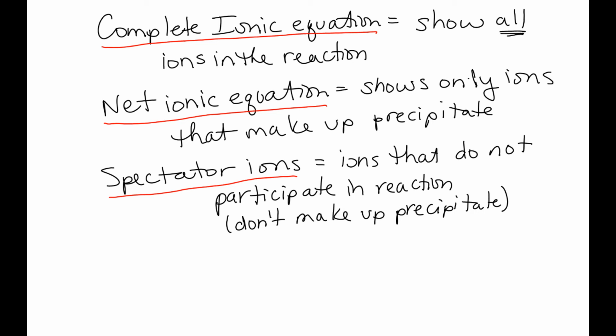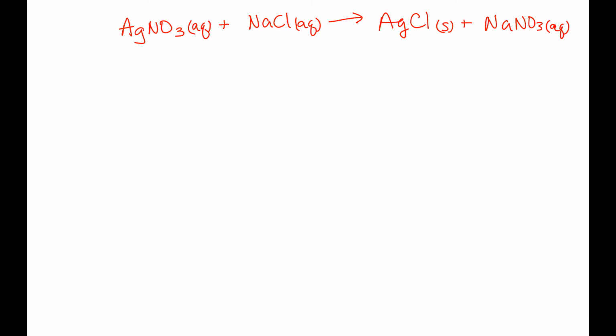So let's look at this. Okay. For this one, this is a reaction. You have silver nitrate, which is aqueous, and you dump it in with some sodium chloride in solution. Okay. Now what's going to happen is silver chloride is going to drop out of solution.